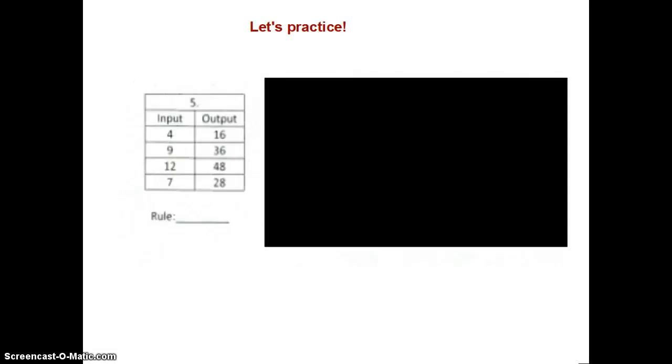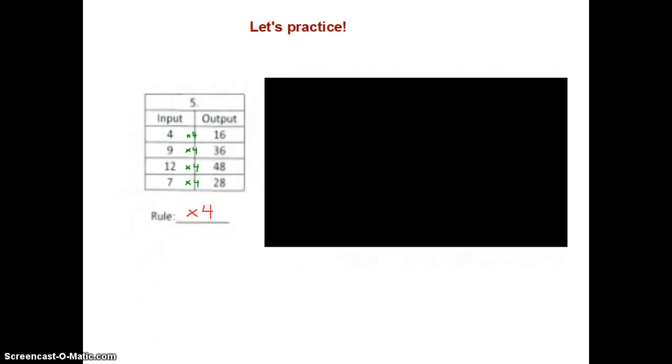Okay. What I want you guys to do on this box is pause the video for a moment and look at this input-output box and solve for what the rule is. All the numbers are present, so you just need to look across and figure out what the rule is. When you unpause the video, you should be able to see if your answer matches mine. So go ahead, pause the video, and I'll see you in a minute.